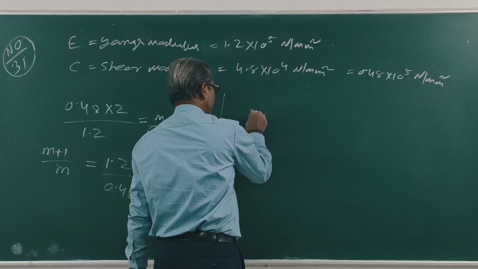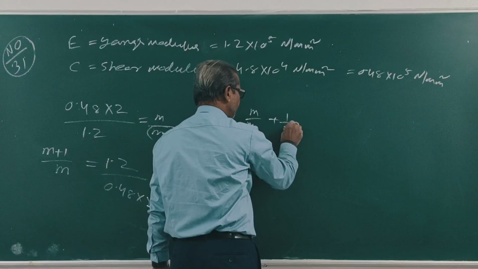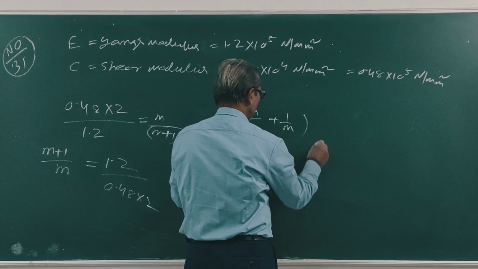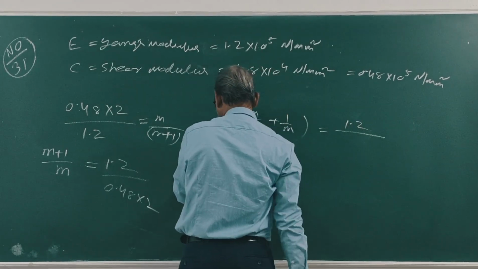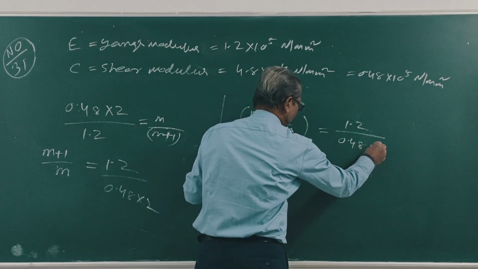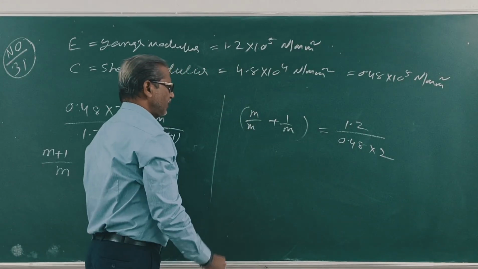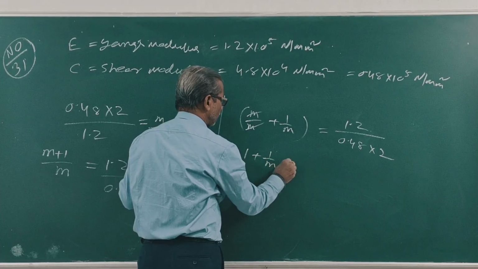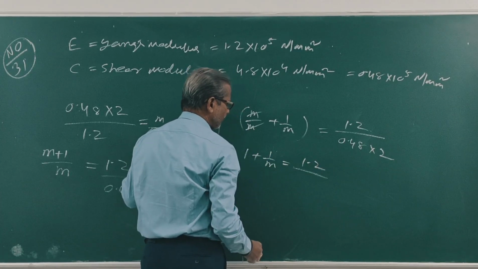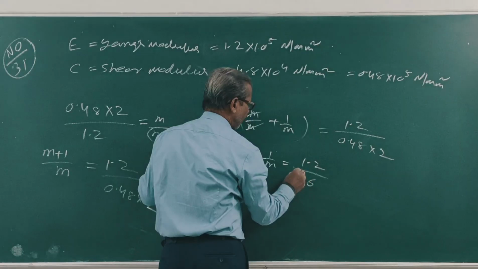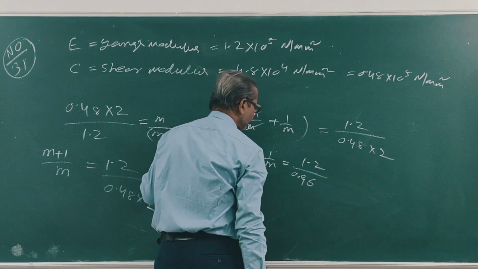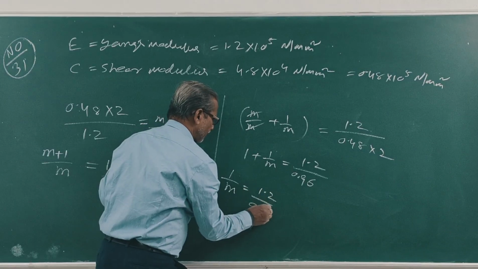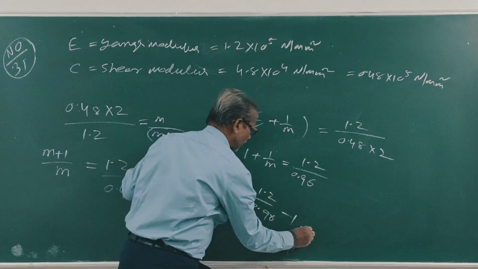This implies M by M plus 1 by M is equal to 1.2 by 0.48 into 2. Right? M cancels out. 1 plus 1 by M. So 1 plus 1 by M is equal to 1.2 by 0.96. Clear? This implies 1 by M is equal to 1.2 by 0.96 minus 1, which is equal to 1 by 4.